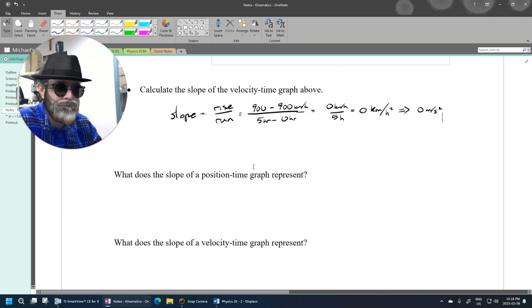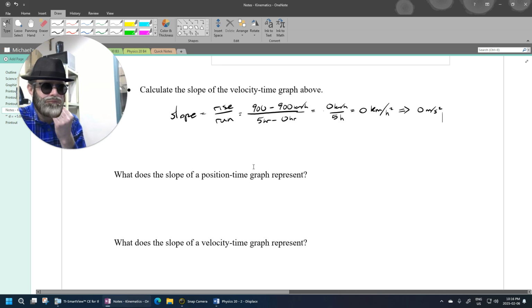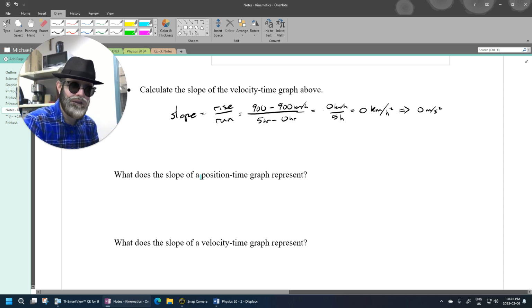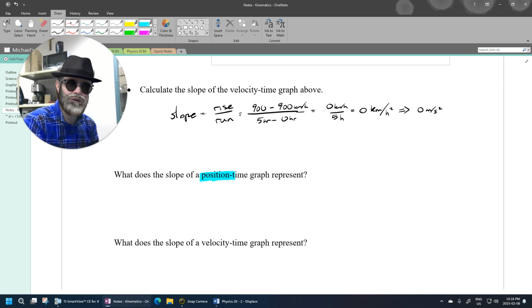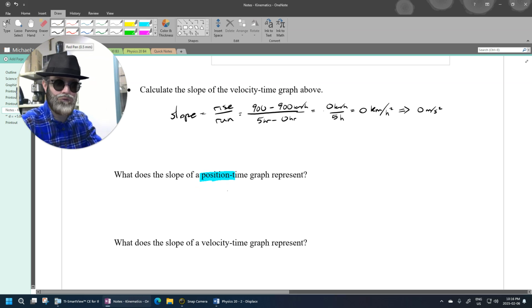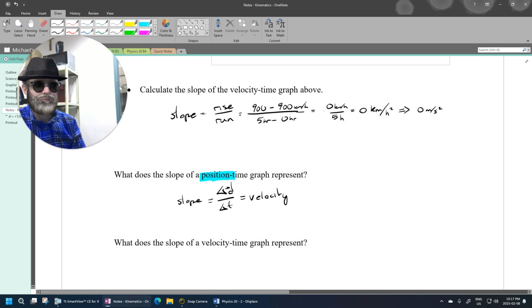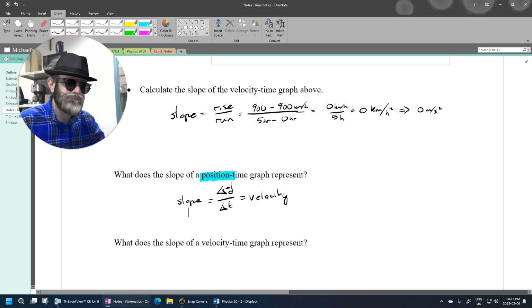Now, before we go too far, let's look at these two questions I have here. For the first question, we have to go back in time a little bit because now we're talking about a position time graph. I'm just going to highlight that because that's pretty important here. This is a position time graph. That rise over run will be the displacement, that's my rise, over my run, which is my time, that's my velocity. So the slope of a position time graph is going to be velocity.